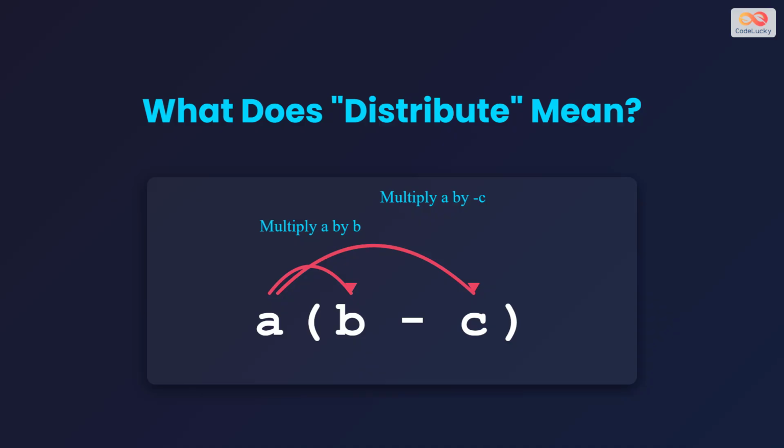First, let's remember what it means to distribute. In algebra, distributing means taking the number outside the parentheses and multiplying it by each term inside. You can think of it like handing out a card to everyone in a room. The arrow shows the path of multiplication from the outside number, to both b and c.